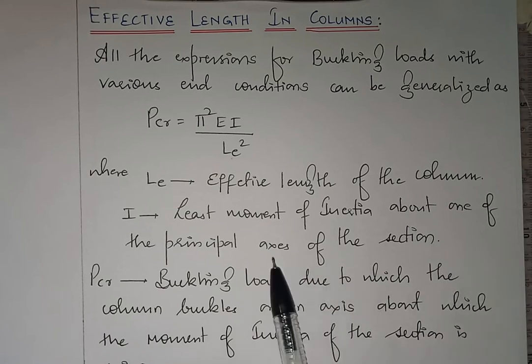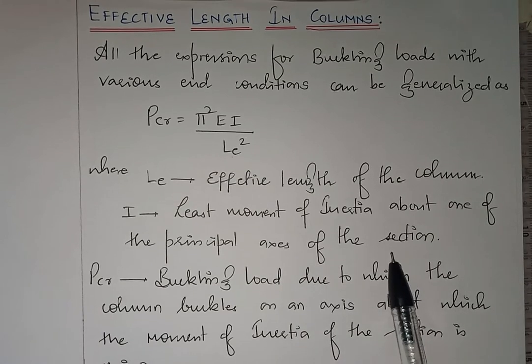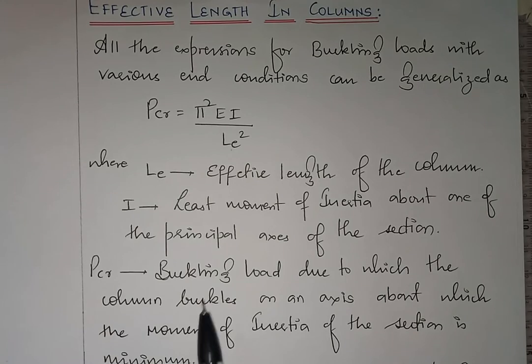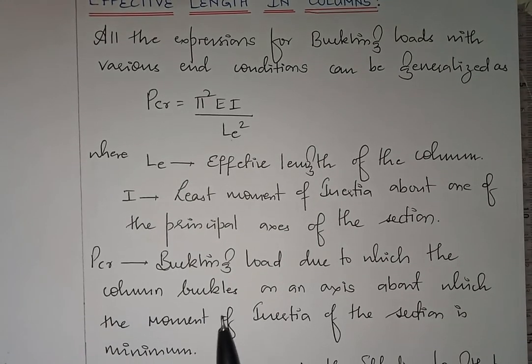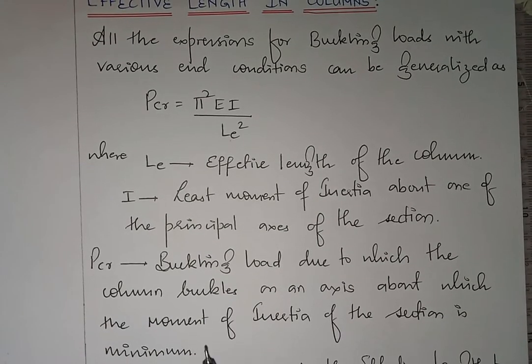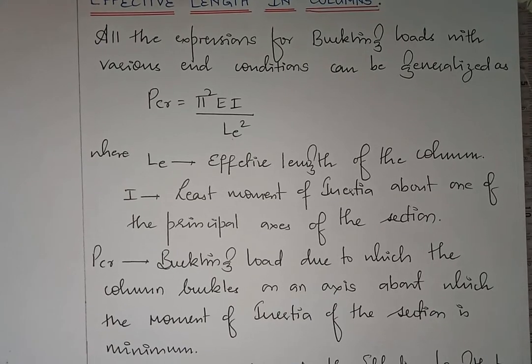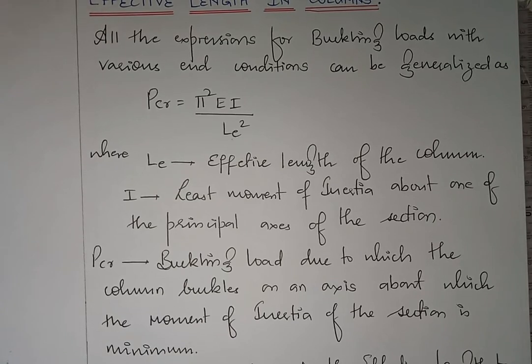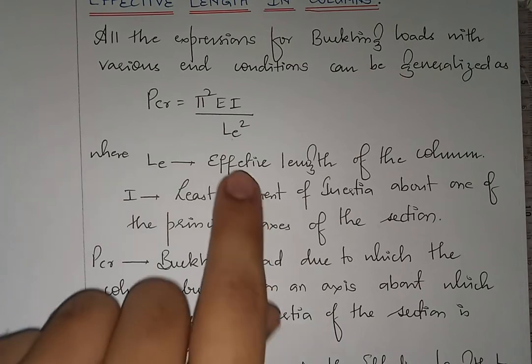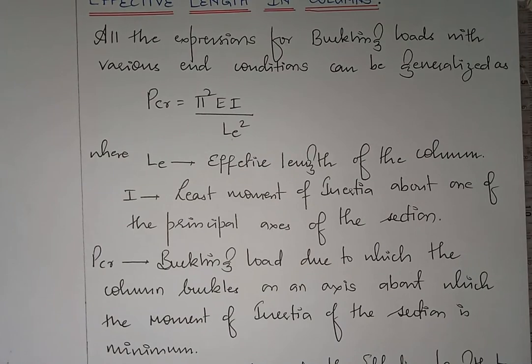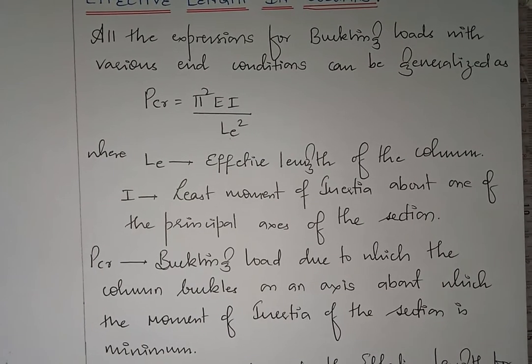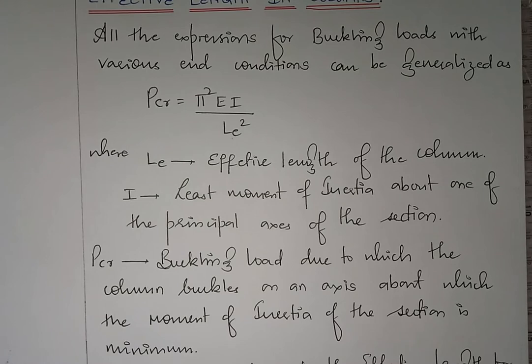I is the least moment of inertia about one of the principal axes of the section, and PCR is the crippling load or buckling load due to which the column buckles on the axis about which the moment of inertia of the section is minimum. This is the generalized formula which is used to represent all the four end conditions depending upon the value of LE. Let us go through the effective lengths and try to know the value of LE in each of the four cases.